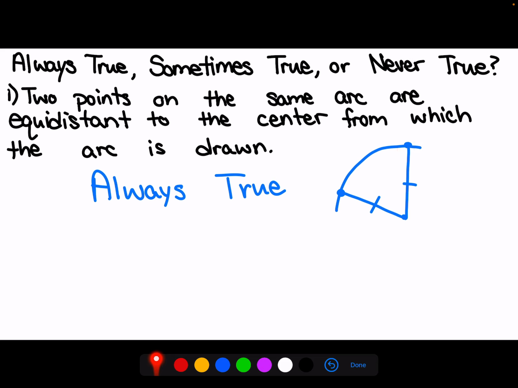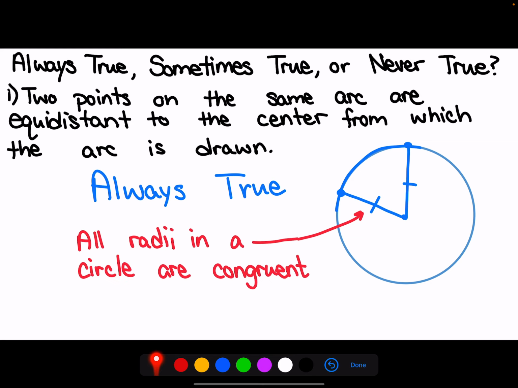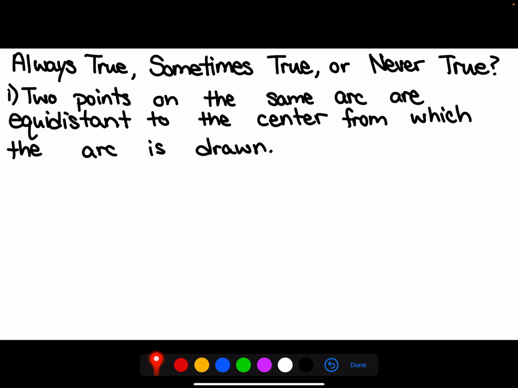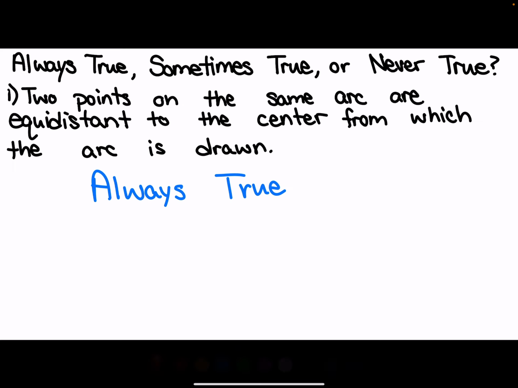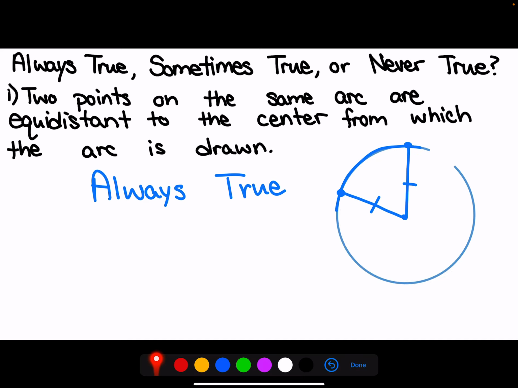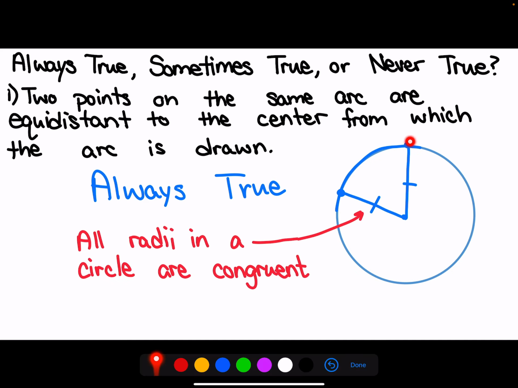Compasses are used just to make circles, and we know in all circles, all radii are congruent. So therefore, these should always be equidistant. Sorry about that. Let me bring this back. There is our arc, and here is our circle. And again, all radii are congruent. So these will always be congruent because they are the same radii. That's why this will always be true no matter what.